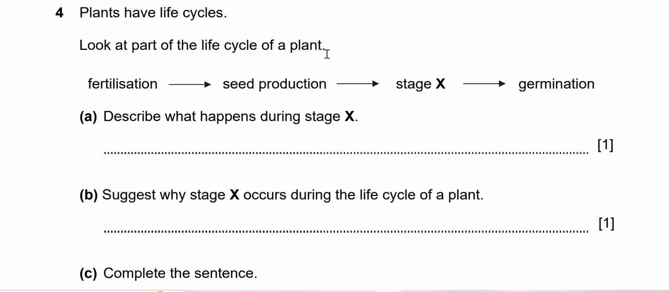Next. Question 4. Plants have a life cycle. Look at the parts of the life cycle of a plant. Fertilization, seed production, stage X, germination. Describe what happens during stage X. 10 seconds from now.